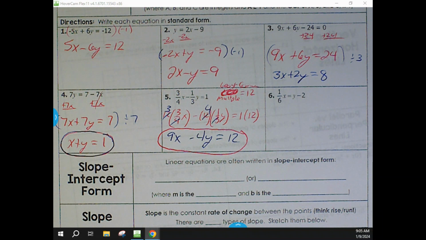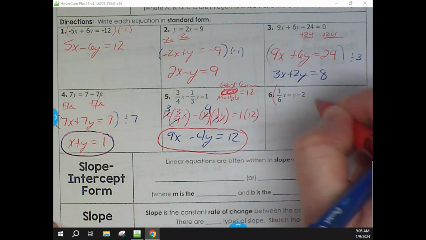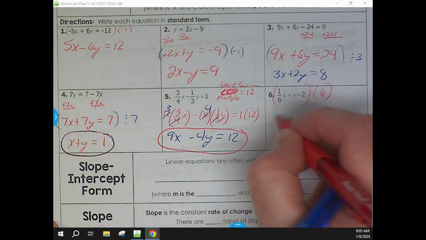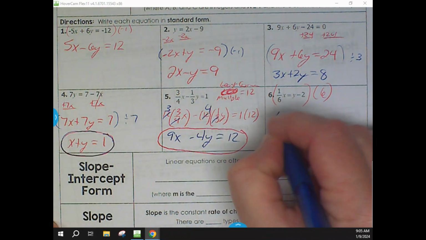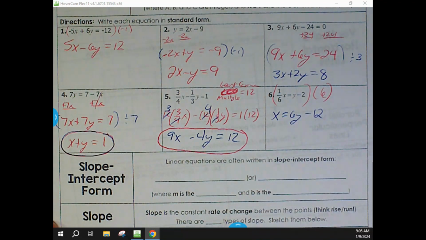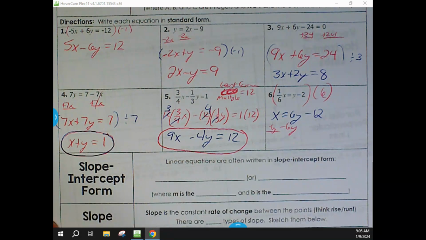Number 6 is actually a little bit easier because you only have one denominator. So we're going to take every single number in there and multiply it by 6. Okay, so the 1/6 and 6 would cancel, which would just leave you with x equals, and we're going to have 6y minus 12. And then again, we've got to get all the y's and x's together, so we're going to move that 6y over here. So we're going to subtract the 6y and move it to the left-hand side.